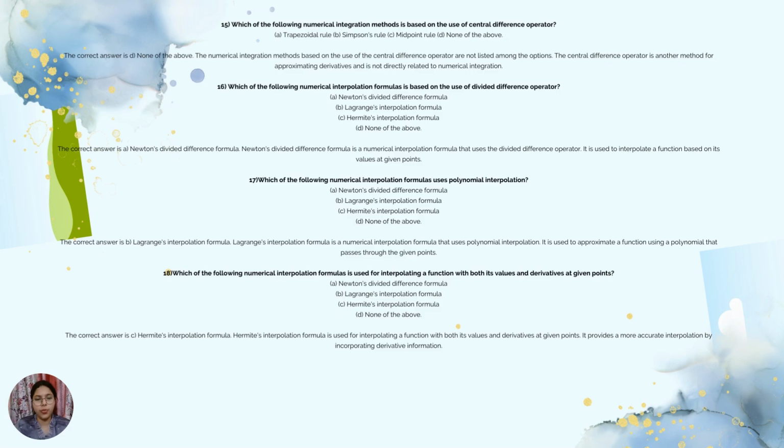Hermite's interpolation formula is used for interpolating a function with both its values and derivatives at given points. It provides a more accurate interpolation by incorporating derivative information. It is an extension of Lagrange's interpolation formula, which only uses function values at given points. In Hermite's formula, not only the value of the function but also the values of its derivatives up to a certain order can be used to construct the interpolating polynomial.